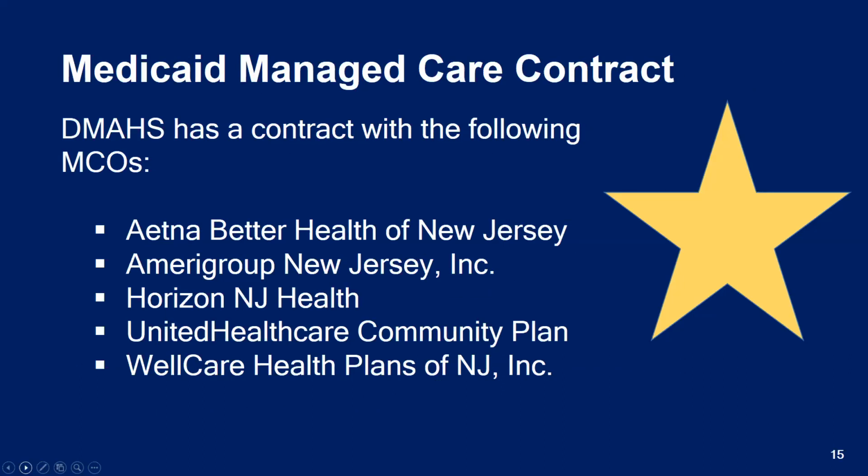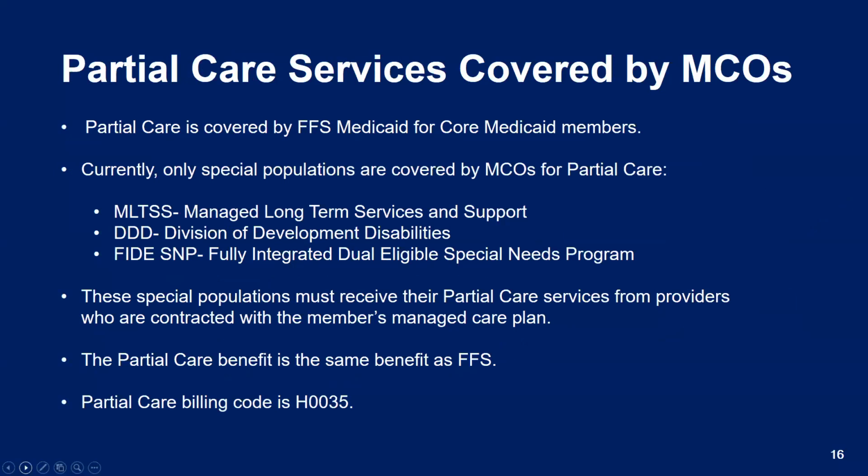So Medicaid currently contracts with 5 MCOs: Aetna Better Health of New Jersey, AmeriGroup New Jersey, Horizon New Jersey Health, United Healthcare Community Plan, and WellCare Health Plans of New Jersey. All 5 plans also have a DSNP, which also covers partial care services in New Jersey. So the partial care services that are covered by the managed care plans are basically the same exact services covered by fee-for-service Medicaid. The majority of services are covered fee-for-service.